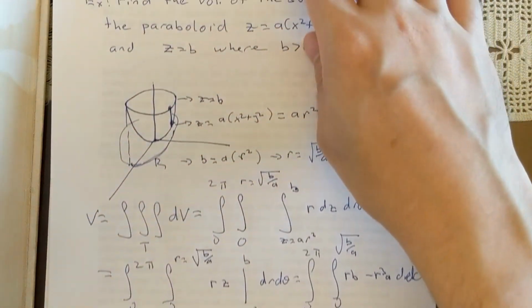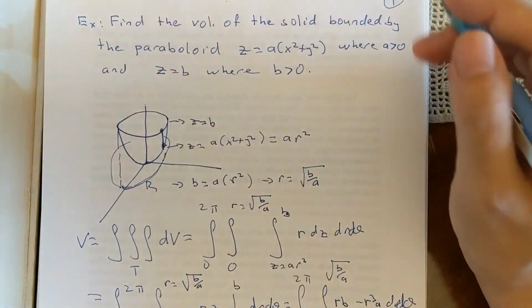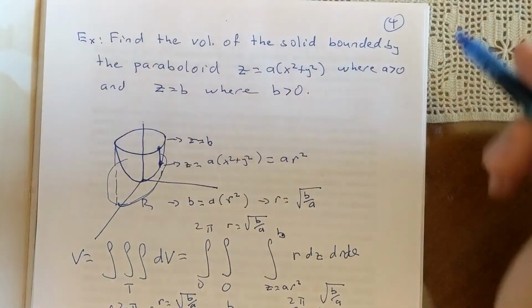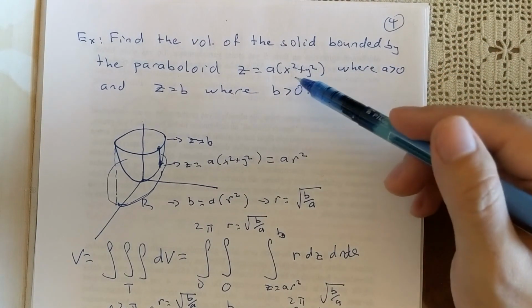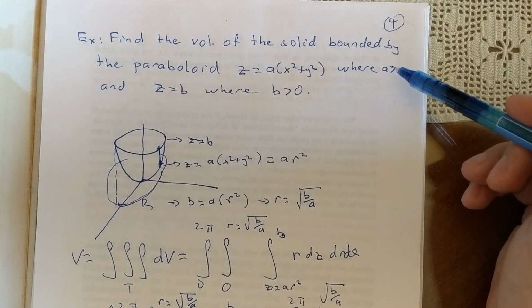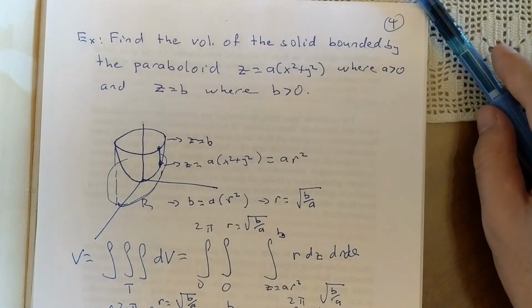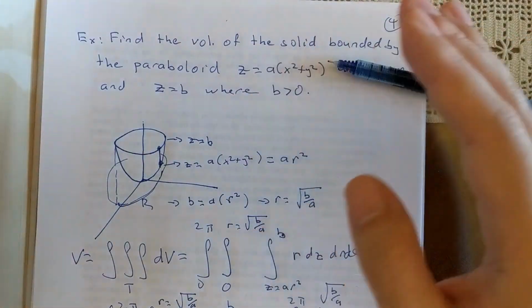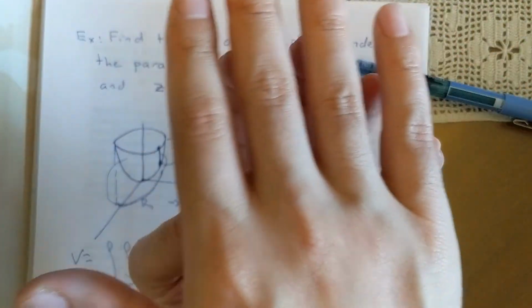Okay. So the first one that we're going to do is we want to find the volume of the solid bounded by the paraboloid z equals a times (x squared plus y squared), where a is a positive constant. And it's bounded above by z equals b. So we're looking at the paraboloid. Basically, the paraboloid is coming out towards you, and we cut it off at the height b.